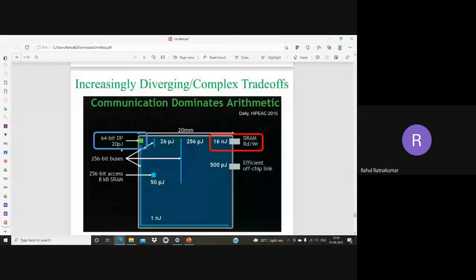And we have interconnect. What is interconnect? Well, I think there are buses. It can be 256-bit buses. It's also taking 1 nanojoule. It's also significant power. So you can see the main thing here is the processing is becoming less power consuming, but the interconnect, the data transfer and communication is becoming more and more power expensive. So this is what is happening.